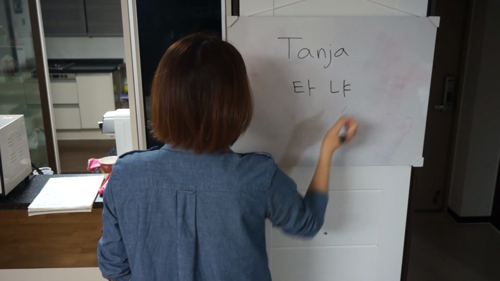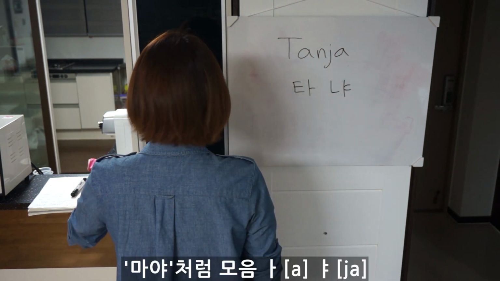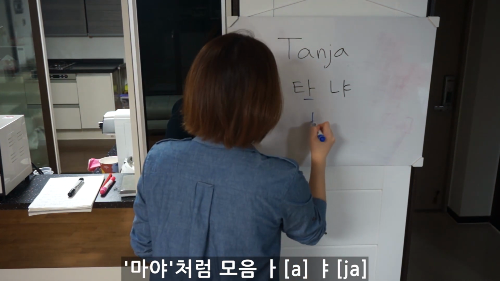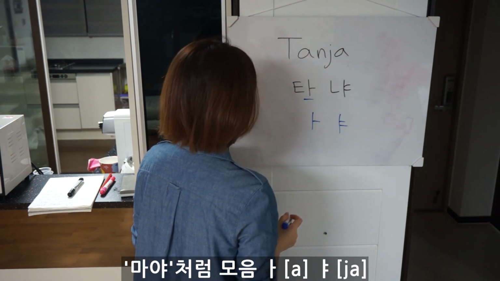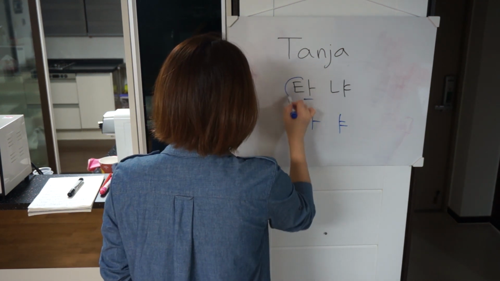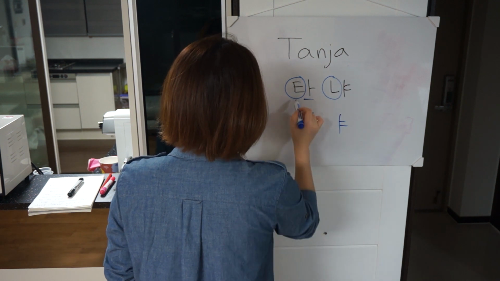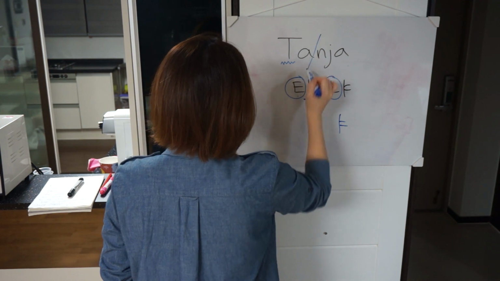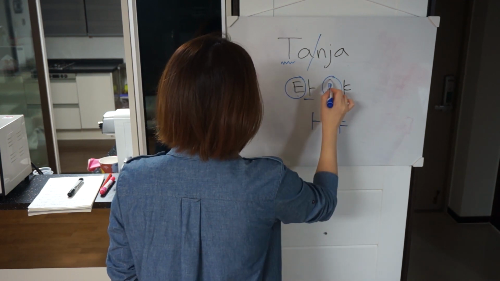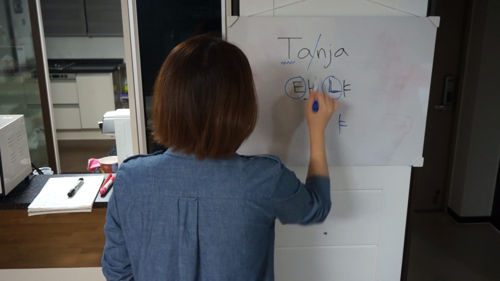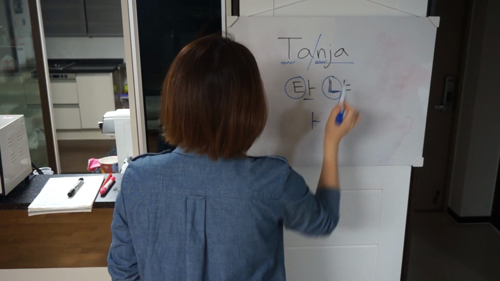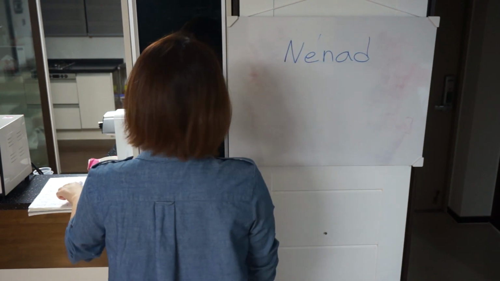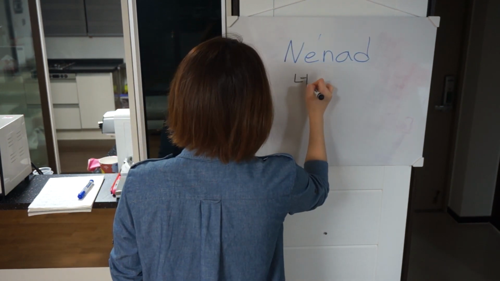타, 냐. 까오, 마야. You can see the same vowel. 아, 야. But the consonants are different. 티읕 is pronounced like t, 타, and then 니은 is pronounced n, 냐, 타냐. 네나드.